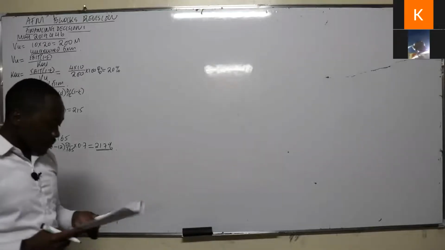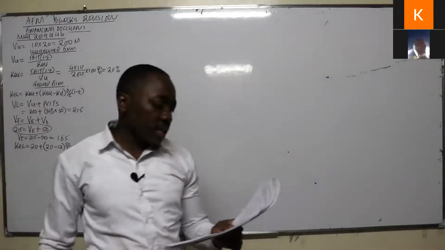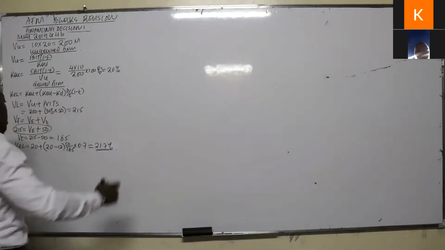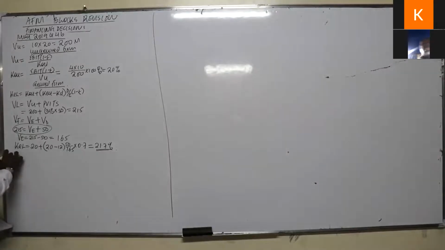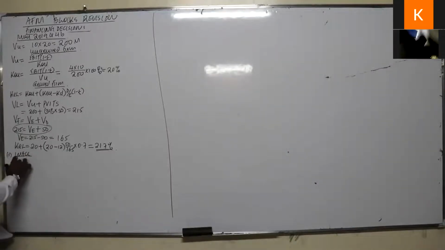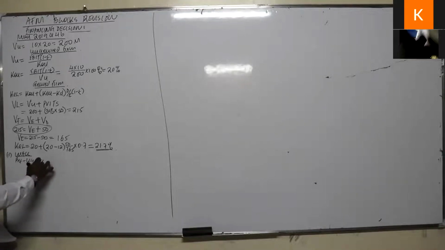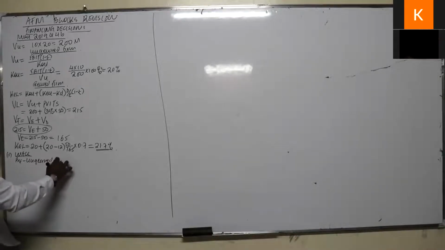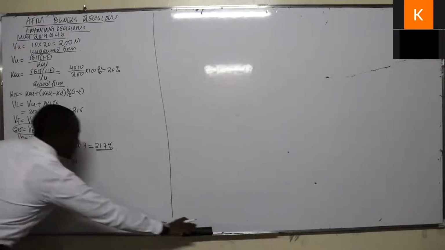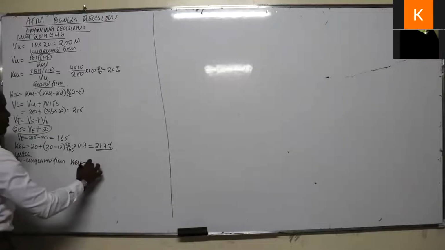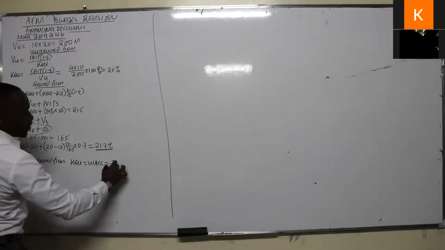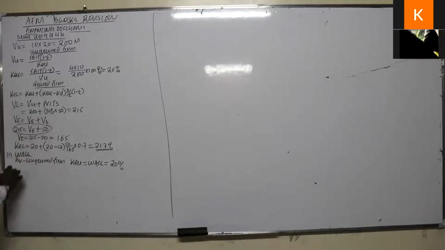Number 2 of the question. Weighted average cost of capital before and after the issue of the debt. Number 2, we have to get WACC. Before, that's for the ungeared firm. We say that the cost of equity of the ungeared firm is the same as WACC. Therefore, that's 20%. Then after, that's the geared state.